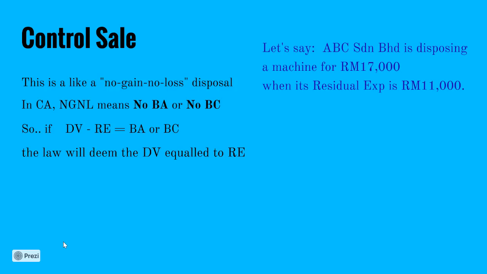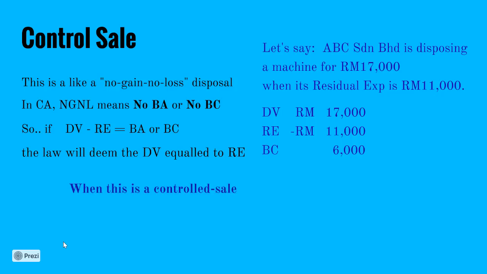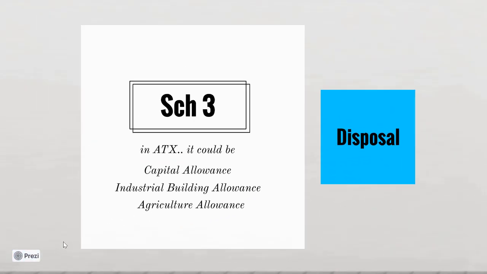Now let's just say ABC is disposing of a machine for 17,000 ringgit when the residual expenditure is 11,000. The normal formula for BABC will be like this: you take 17,000 minus the RE of 11,000 and you get a balancing charge of 6,000. But if this is a controlled sale, instead of using 17,000, the law will deem the disposal value to be 11,000, equal to your RE. So when you have 11 minus 11, you're going to get 0 BABC.